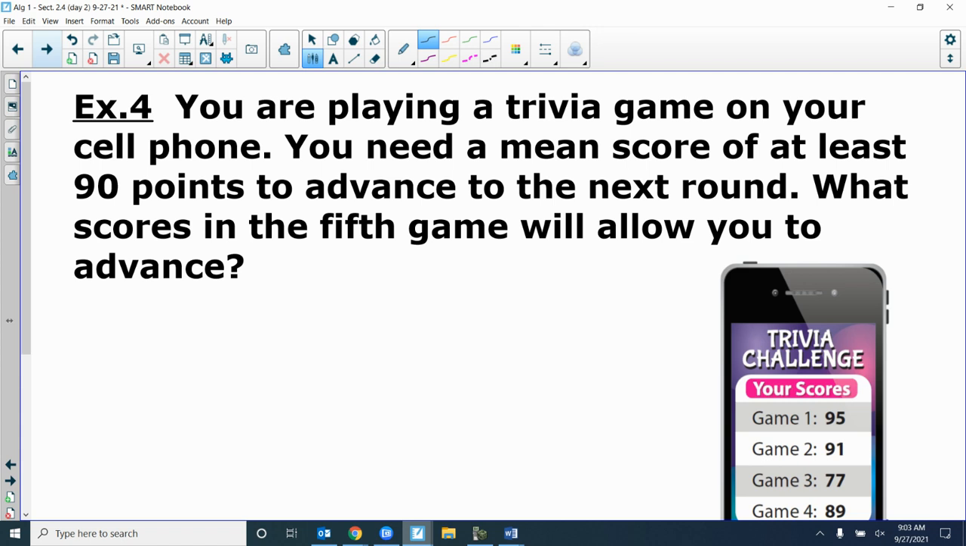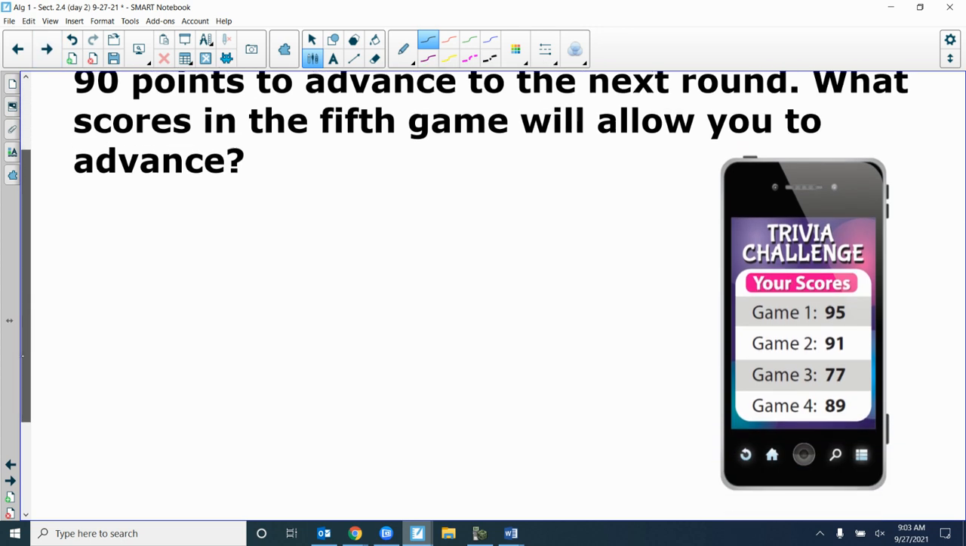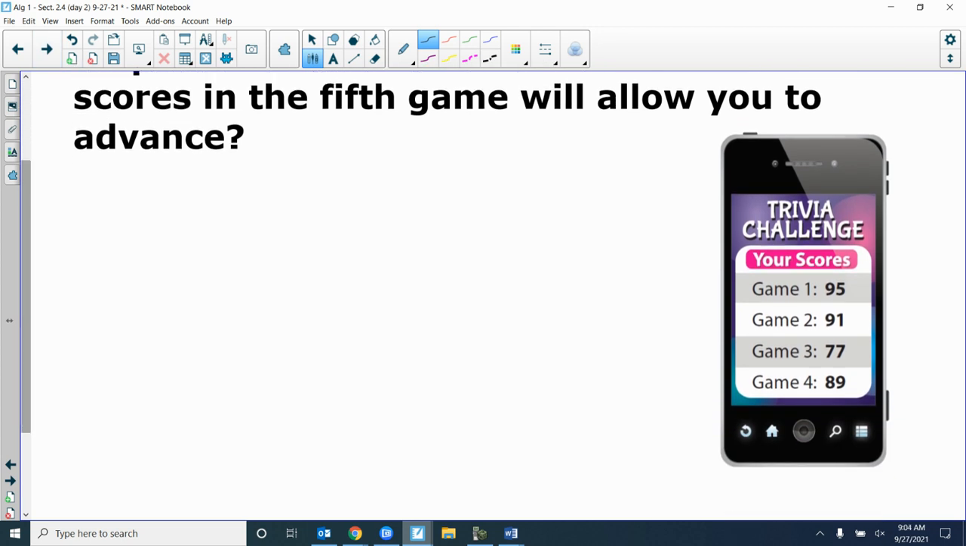Okay. This comes back to something we did in the first chapter when we did the average. You're playing a trivia game on your cell phone. You need a mean score. Mean score doesn't mean it's mad or angry. It means what? Average. You need an average score of at least 90 points to advance to the next round. What scores in the fifth game will allow you to advance? They don't list a game 5, so here's what you've got to do. You take 95 plus 91 plus 77 plus 89 plus an unknown amount. This is your fifth game.